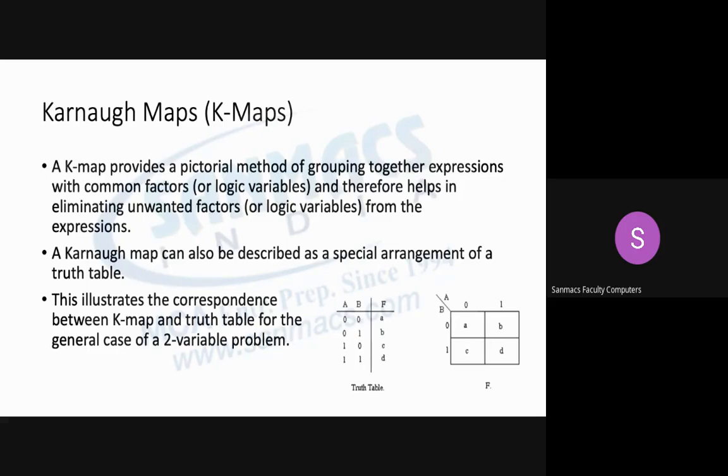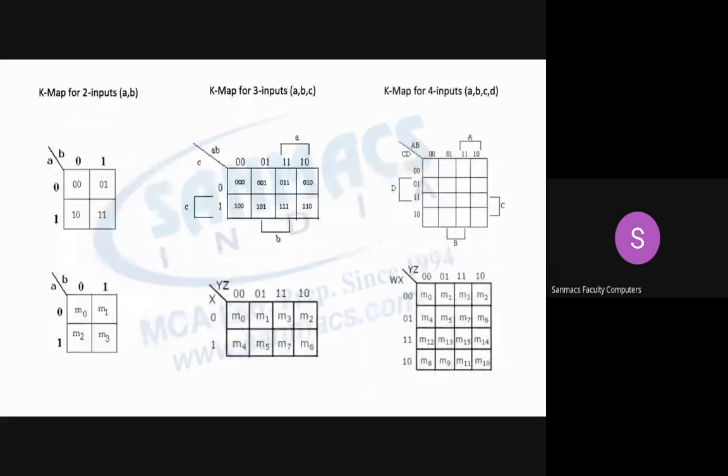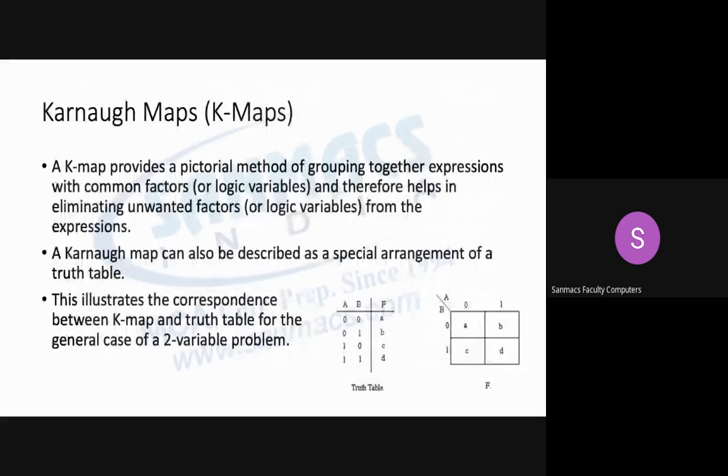A K-map can also be described as a special arrangement of the truth table. On the right, we have shown a two variable truth table and how a K-map would look for those two variables. Here we represent one side with A and the other side with B. Each of the columns has a Boolean constant. The first one is 0 and the second one is 1. Similarly, the first row is going to have 0, the second row is going to have 1.